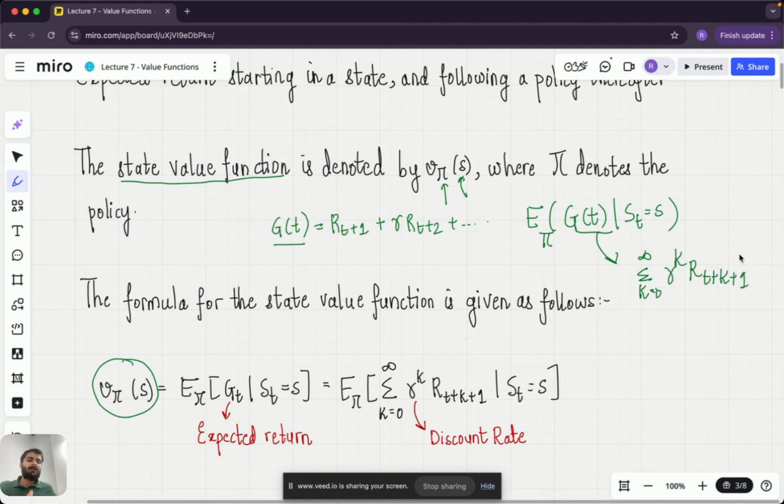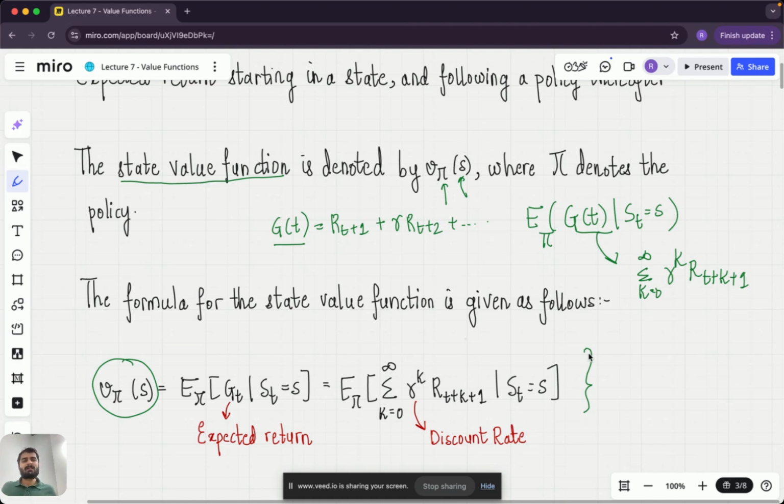Try to expand this by yourself. You will see that you will exactly land up with this expression. Okay, so this is the expression for v pi of s. Don't get too bothered by the mathematics. The intuition behind the value of a state is straightforward.